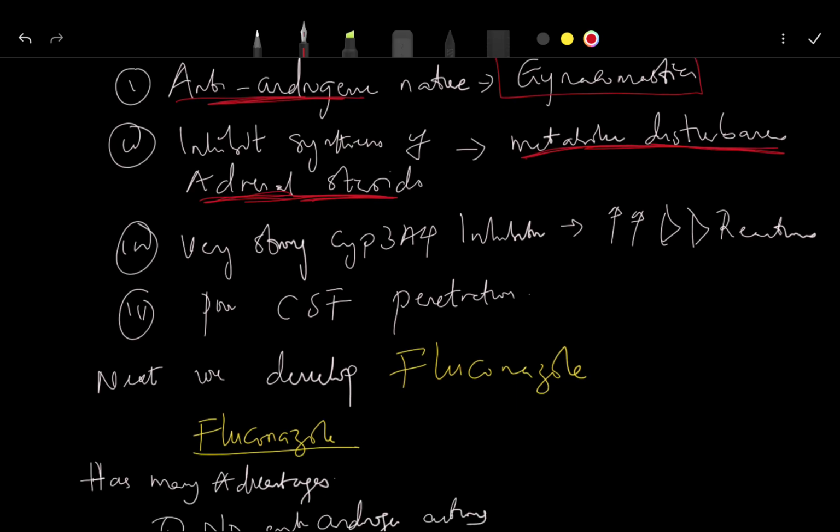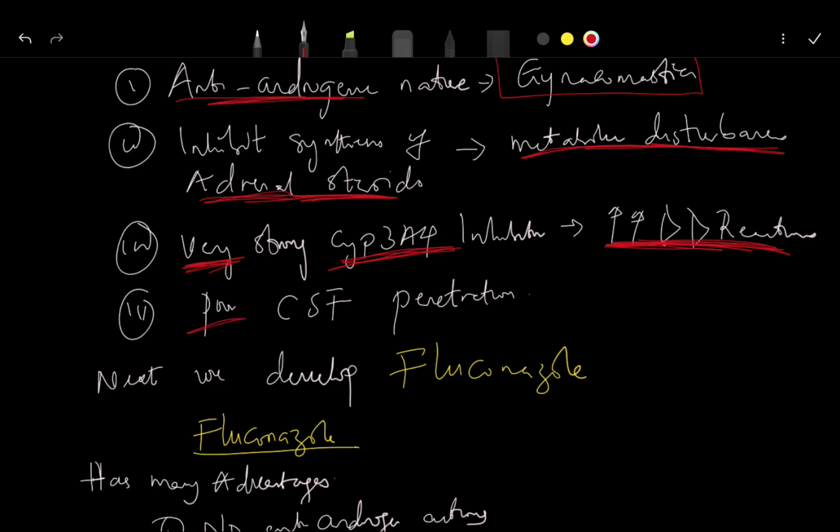Then this one is very, very important. It's a very strong inhibitor of cytochrome 3A4. Note that cytochrome 3A4 metabolizes more than 60% of drugs. So if you are inhibiting this enzyme, it means that there will be a lot of drug-drug reactions. Many drugs will have toxicity. So this is one of the major reasons.